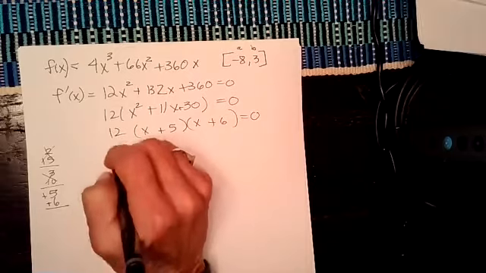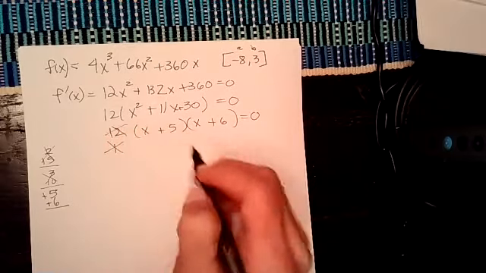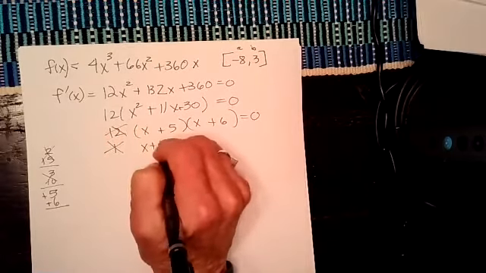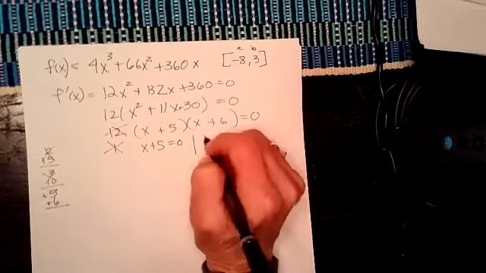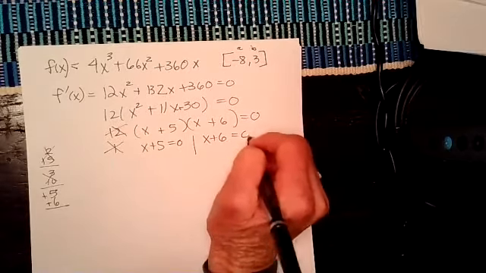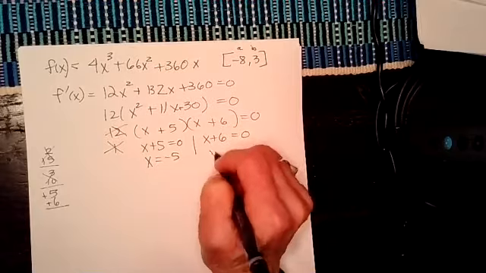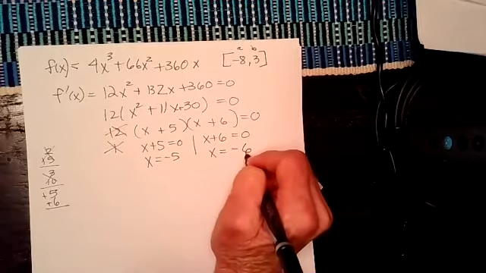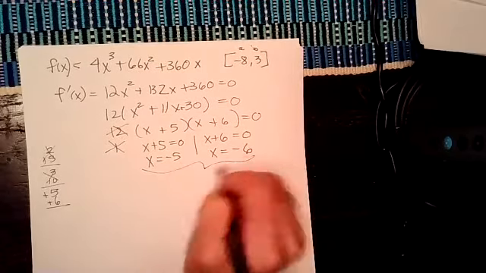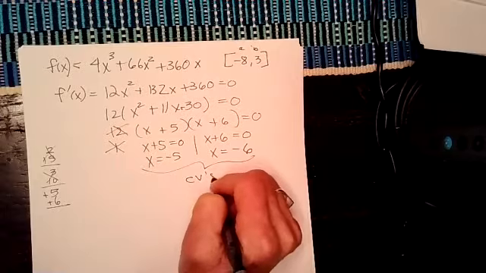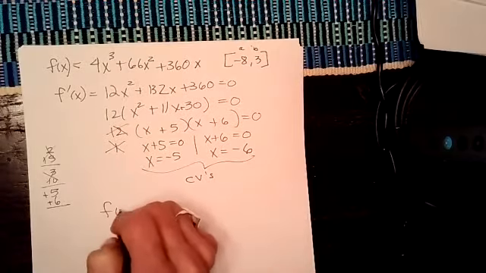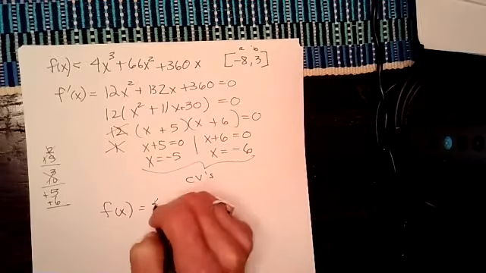Okay. All right, so the 12 I can just not worry about. So I set x plus 5 is 0, x plus 6 is 0. So x is negative 5 and x is negative 6. So these are my critical values. So I'm going to plug everything into my original function.